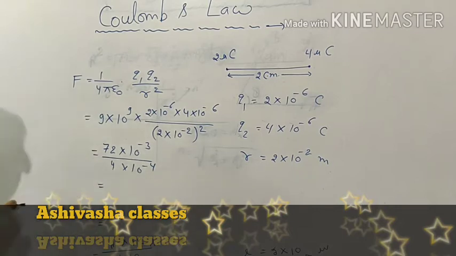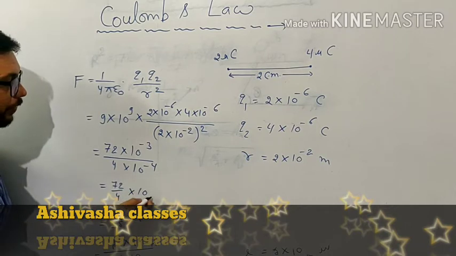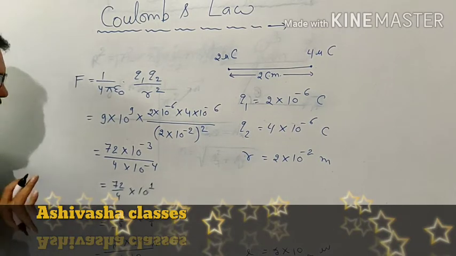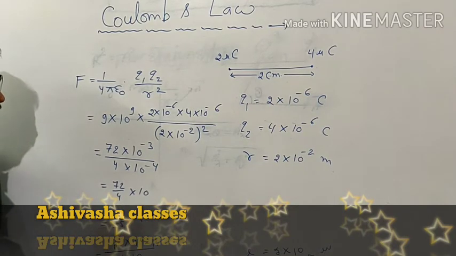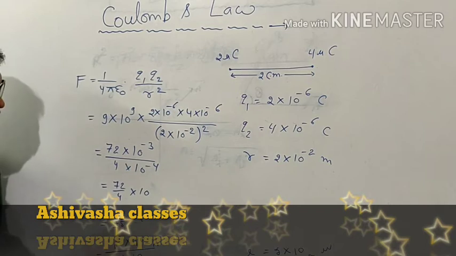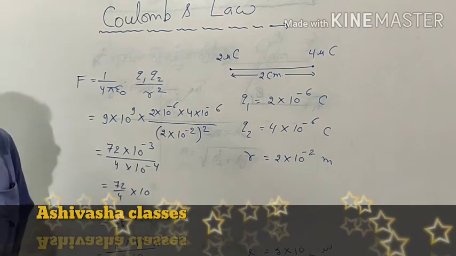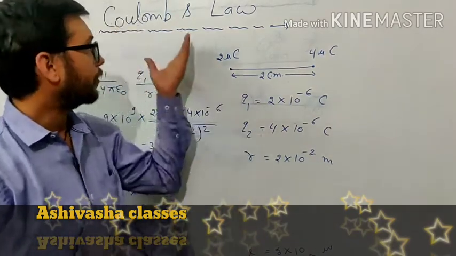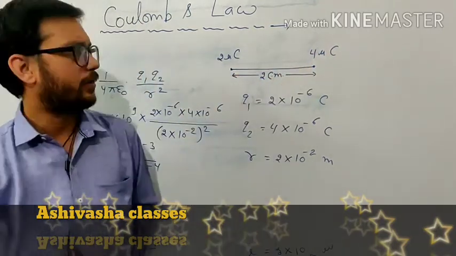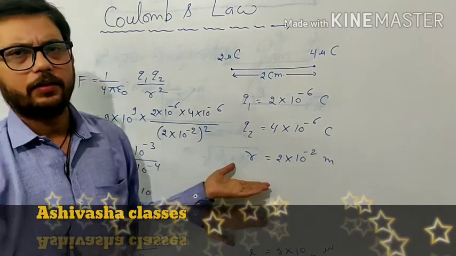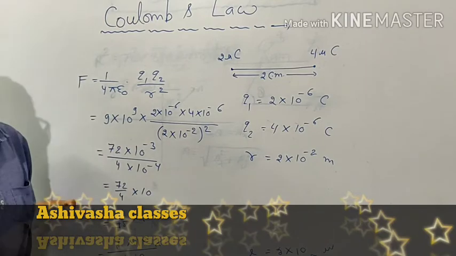So we can simply write it as 72 by 4 into 10 to the power 1, or simply 10. It means we can write it as 720 upon 4 Newton. So this will be the answer. So this is a very simple question based on Coulomb's law. Directly we have two charges, 2 and 4, and the distance is 2, and we put the values in the formula and we get the answer.